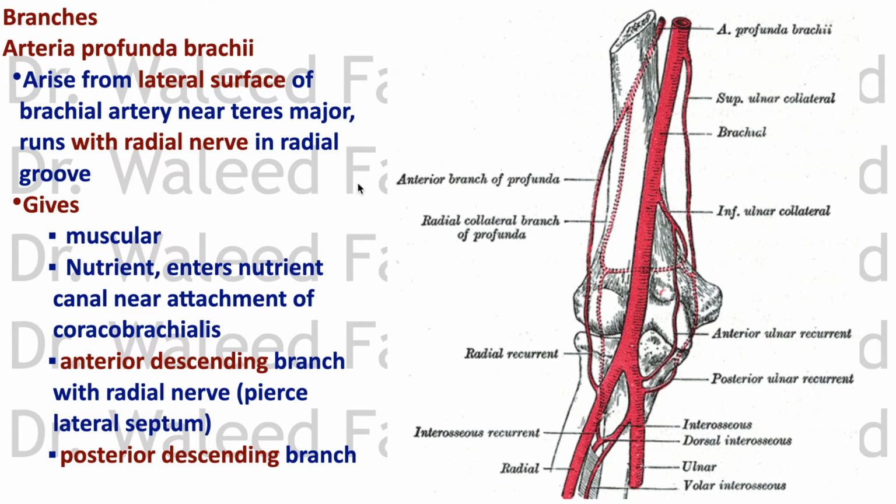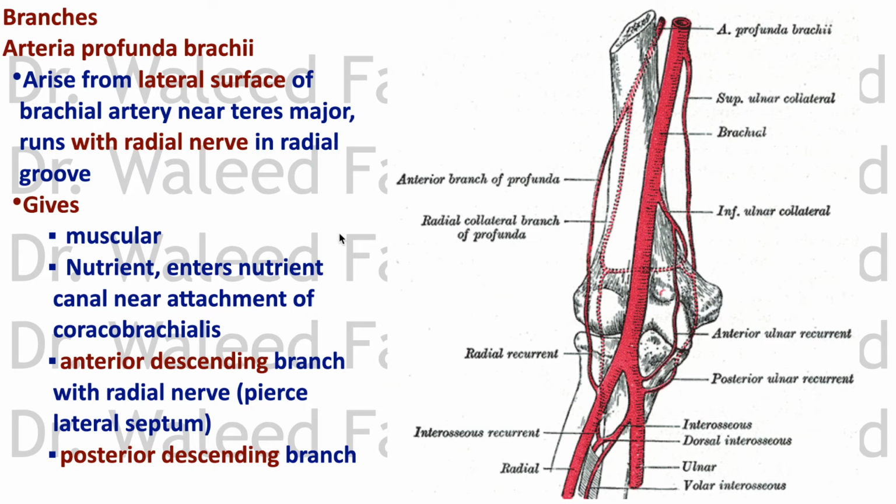It's a big artery. See the anterior descending branch, which with the radial nerve pierces the lateral septum, because the artery was posterior in position first, then became anterior, and the posterior descending branch. So it gives anterior descending and posterior descending branches that will share in the anastomosis around the elbow joint. Okay?